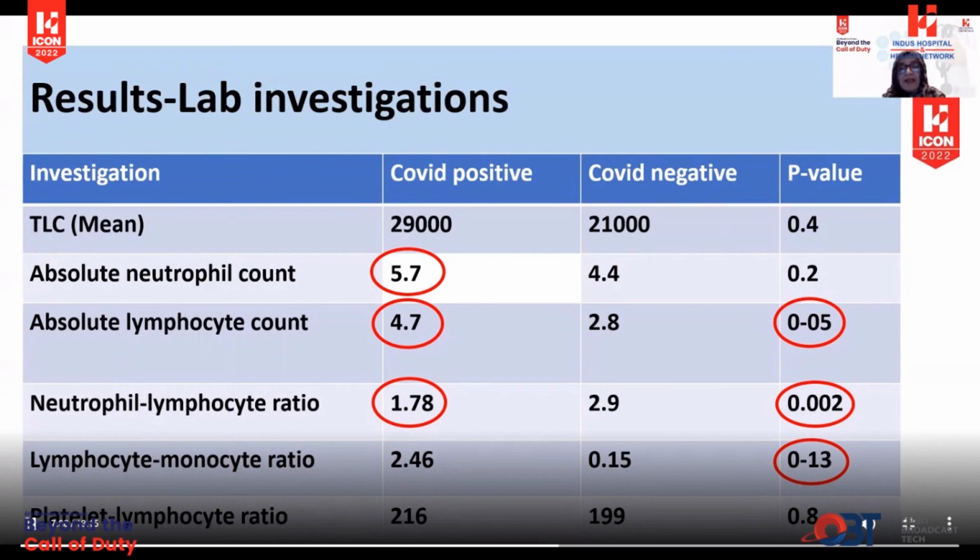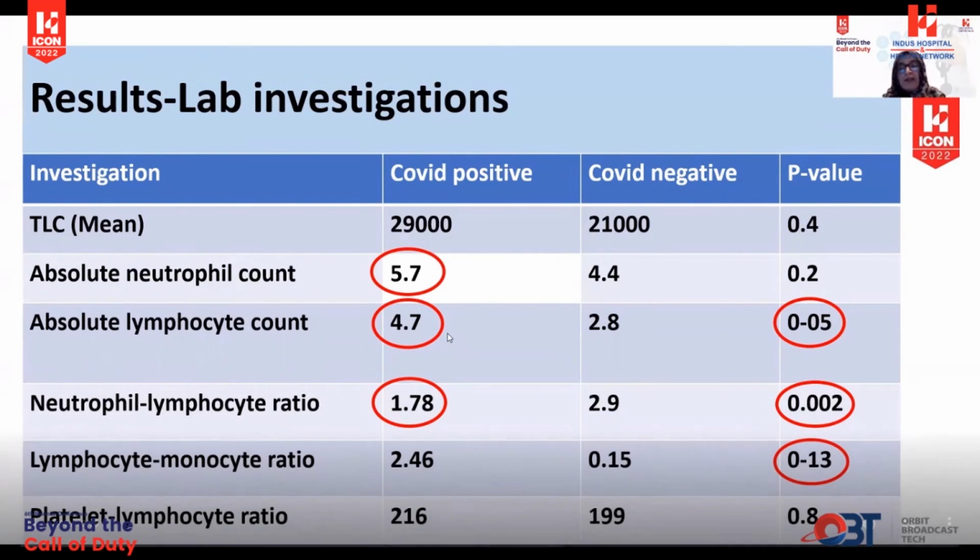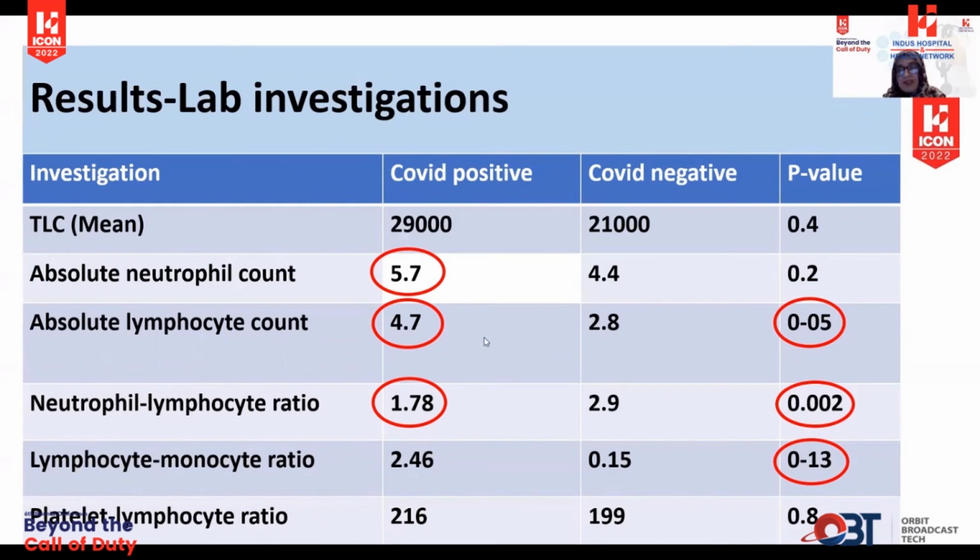And why did this happen? This happened because the lymphocyte count was significantly higher in the COVID positive group as compared to the COVID negative counterpart. This caused the ratio to be reversed. So the NLR ratio in COVID negative is actually 2.9 and 1.78 in COVID positive. Similarly, the lymphocytosis was much higher in the COVID positive group, which caused an increase in LMR ratio in the COVID positive group when compared to COVID negative.